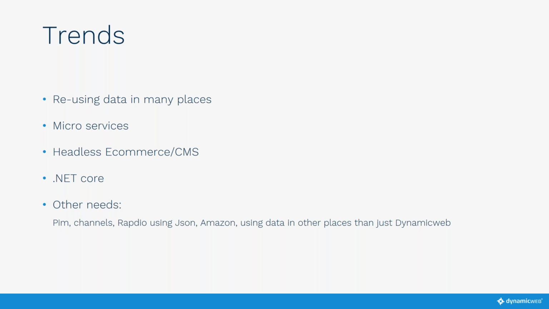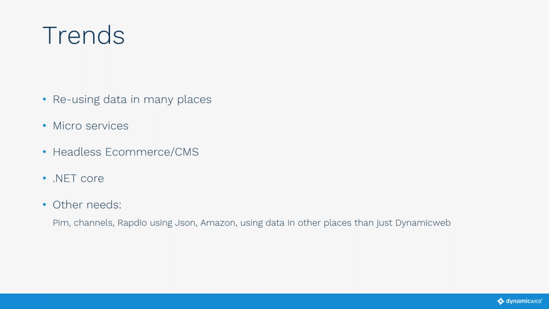We have this concept of headless e-commerce and CMS, which we're seeing a lot. And of course, we also want to address that without putting everything into a hand-coded JSON template. And we have .NET Core coming, and at some point, we need to convert Dynamicweb into also being .NET Core compliant. And in order to do that, we need to be independent of some of the things that are not present in .NET Core, and that would be HTTP context for one.